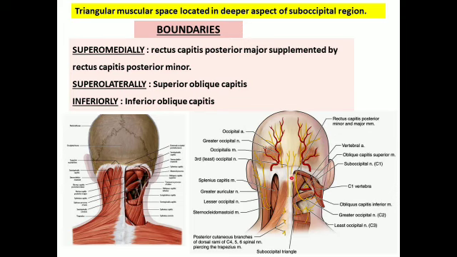And let us consider what are the boundaries of this triangle. This is the superomedial boundary. So superomedially you can consider a muscle called rectus capitis posterior major and also rectus capitis posterior minor. So the main contribution is rectus capitis posterior major muscle. And again superolaterally, here you have another muscle called superior oblique capitis and inferiorly inferior oblique capitis. So this is this small triangular region called suboccipital triangle, called suboccipital because that is just beneath or at the lower level of occipital region.